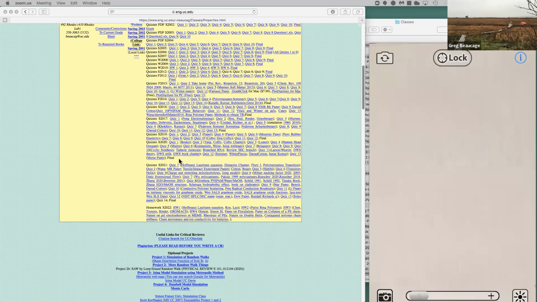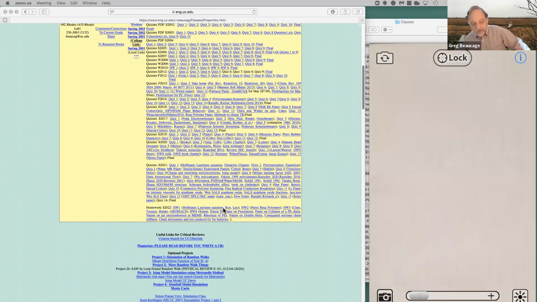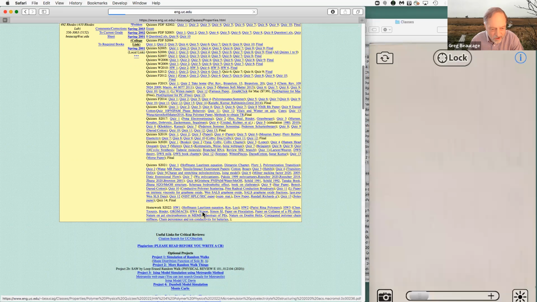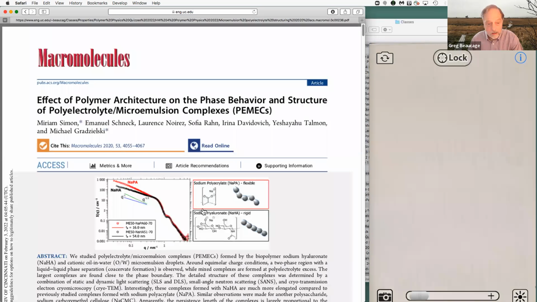Sorry about that. Anyway, I looked for papers this week and I found a bunch of them, but a lot of them were kind of rejected. But anyway, I put them all here, but I only used one for the homework. It's this Simon paper. It's kind of simple. They have 3 polyelectrolytes. And then they have these vesicles that they make.